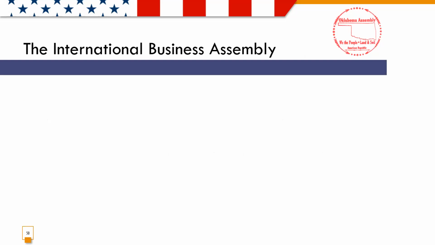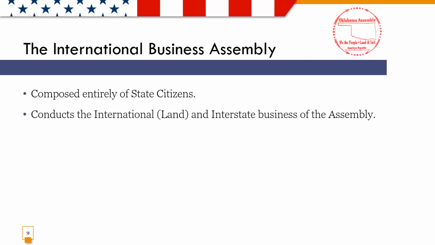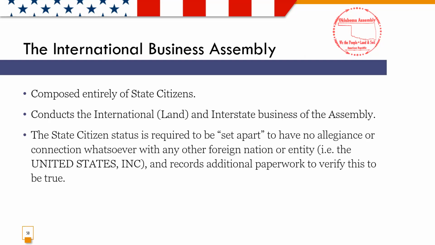Okay, moving on to the next assembly, the International Business Assembly, composed entirely of state citizens. It conducts the international land and international business of the interstate business of the assembly. It's required to be set apart to have no allegiance or connection whatsoever with any other foreign nation or entity, i.e. the United States, Inc. It records additional paperwork to verify this to be true.